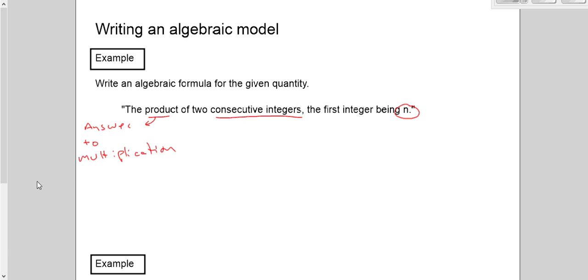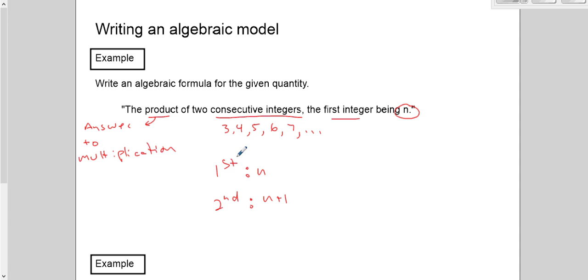Consecutive integers are numbers in order increasing by 1. For example, 3, 4, 5, 6, 7, etc. Those are consecutive integers. They are increasing by 1. So if our first integer is n, our second integer, you increase by 1, you show that by writing n plus 1. So we have our two integers.